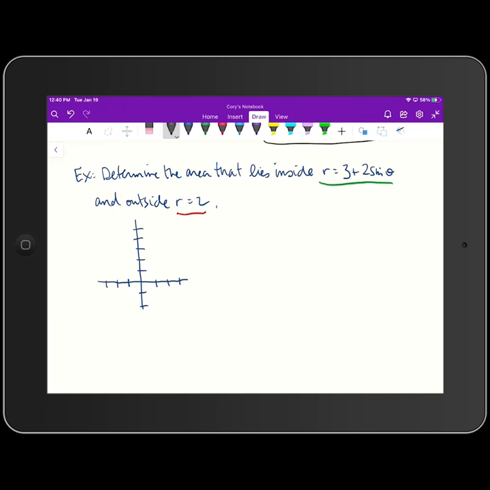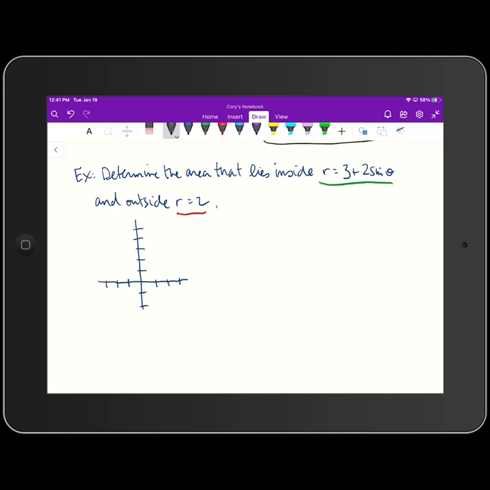Here's what I want. I want you guys to plug these into your calculator. Give yourself a good viewing window, and then graph both of these in your notebook, and then we'll talk about how we proceed from there. Go ahead and pause the video to do that. When you're done, go ahead and unpause, and then we'll go over it together.